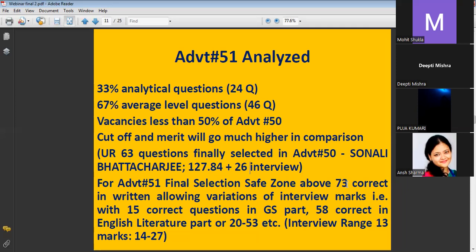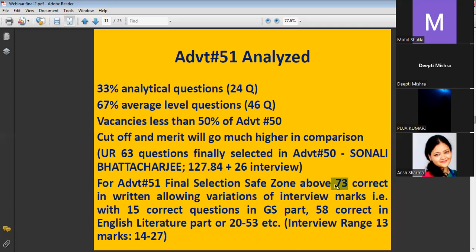That is, if I'm saying that 73 correct in the written examination is the safe zone, you add 1 or 2 to that. You don't subtract 1 or 2 from that. Because there is a variation of 14 to 27, 13 marks, in the interview, if you've got 73 correct questions, I am more or less guessing that you will be finally selected.